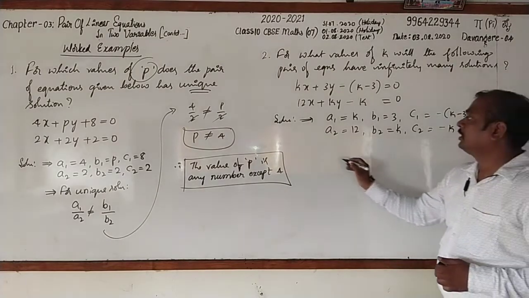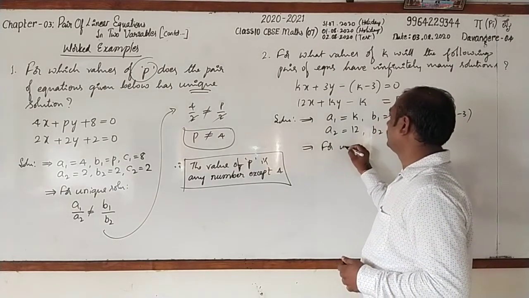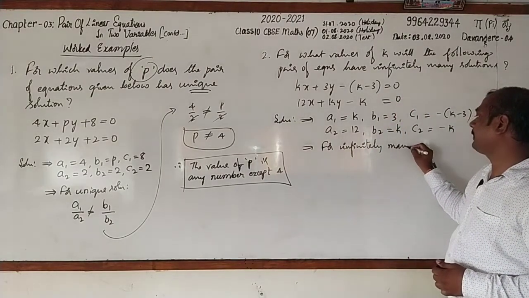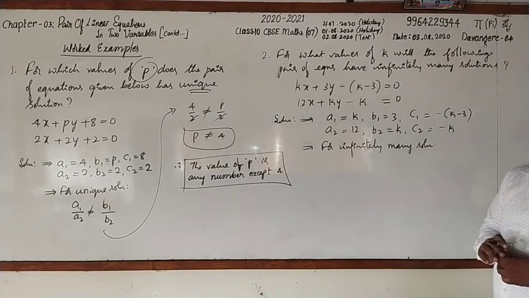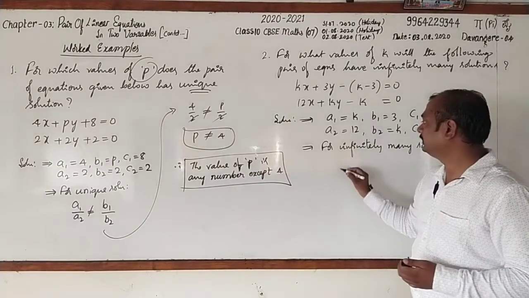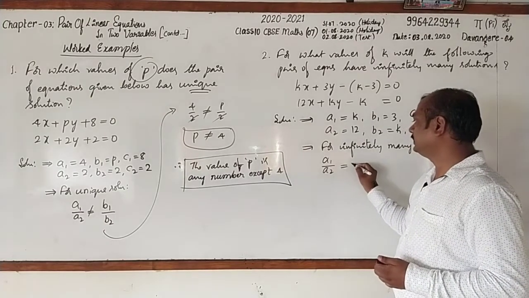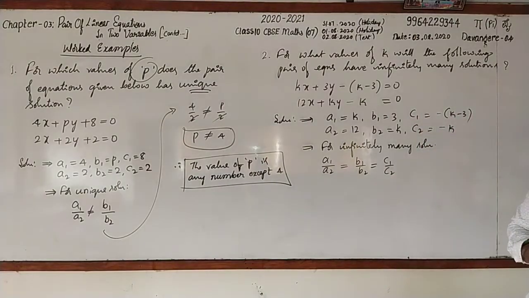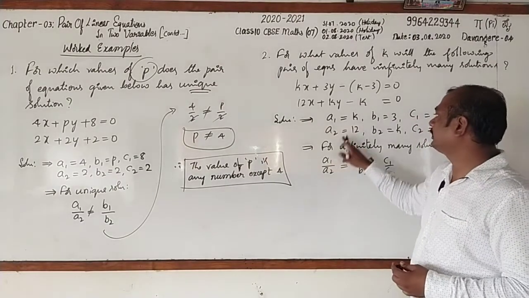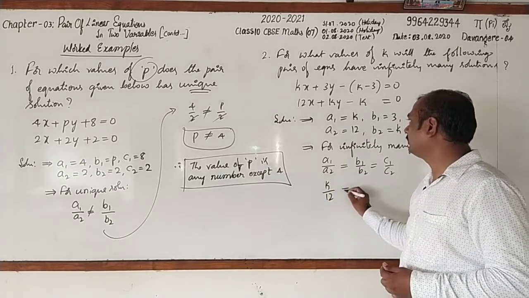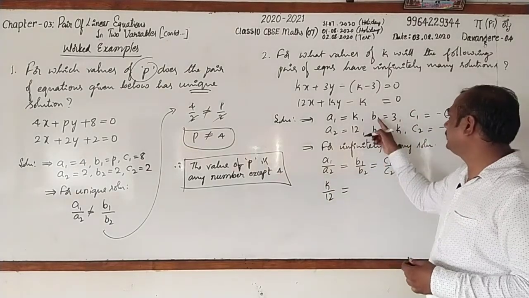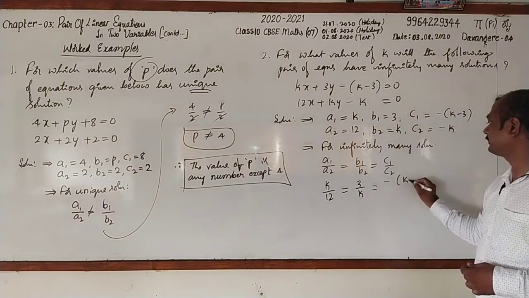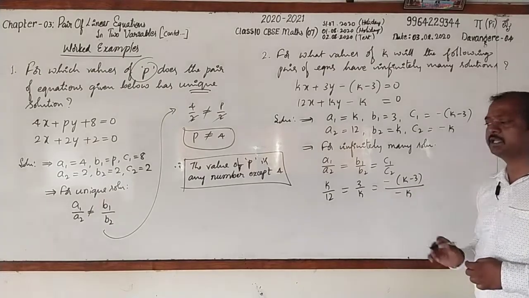Clear? Observe it. For infinitely many solutions, what is the condition? It is A1 by A2 is equal to B1 by B2 is equal to C1 by C2. This is the condition. Let us go for substituting. A1 by A2, it is k by 12. Right? Then B1 by B2, it is 3 by k. It's equal to C1 by C2, minus of k minus 3 by minus k.